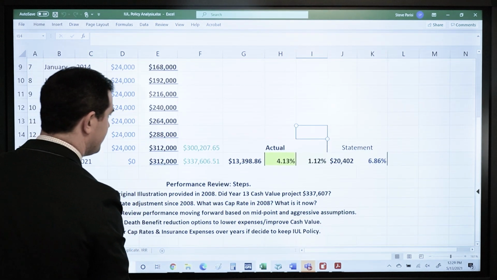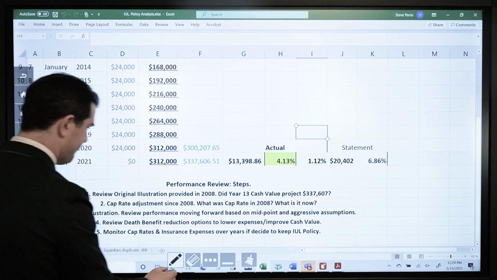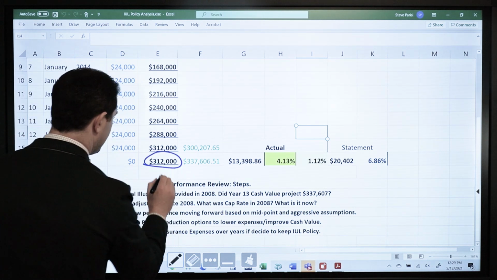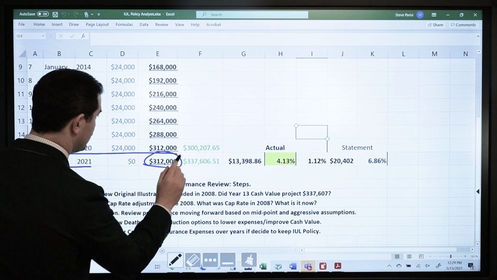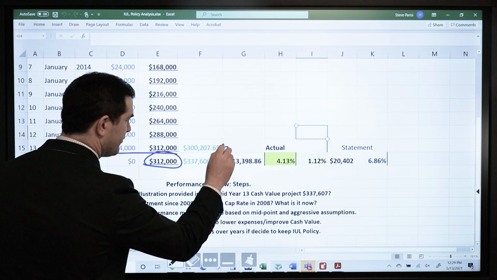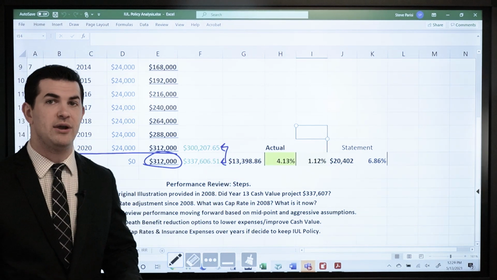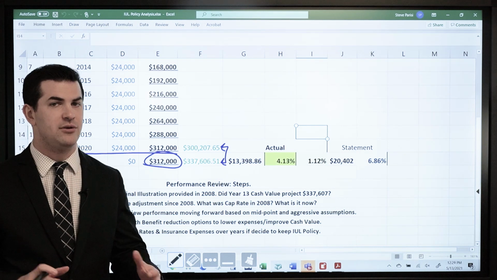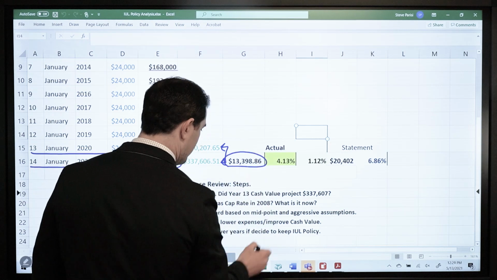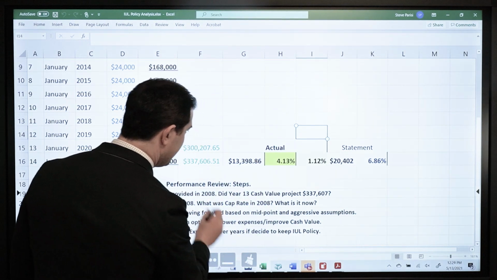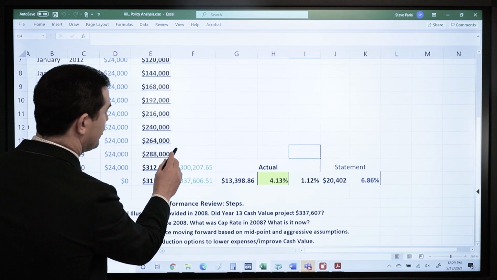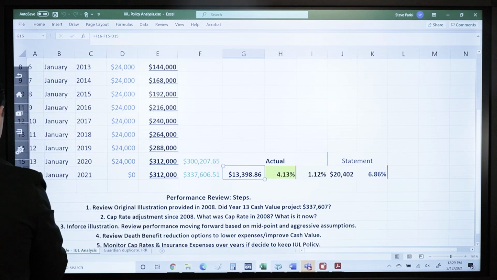Okay, here we go. So, what do we got? January 2021, there's your cost basis, $312,000. It's actually the prior year, but we're assuming no payments here because I want to see the growth. All right. It grew from $300,000 to $337,000. That was the accumulated value growth when I go back to that statement. Net cash value growth. So this column again, if I go back up, let's be transparent, net CV growth, $13,398.